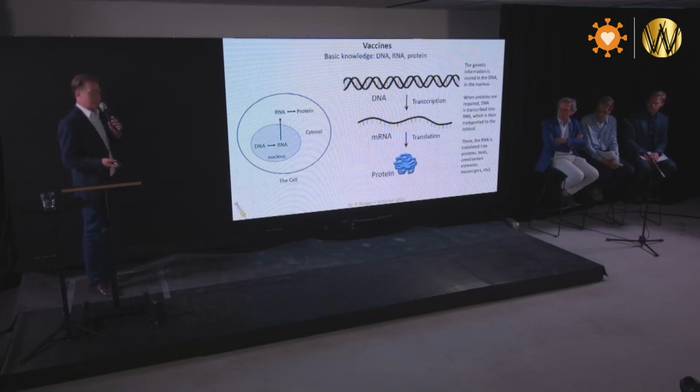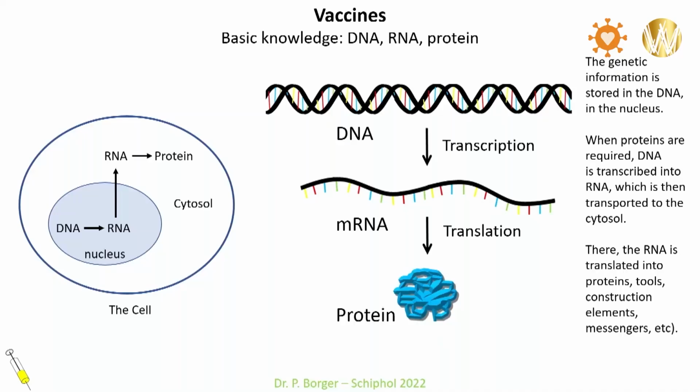traits is stored in the DNA, and it is an information molecule, and we find it in the nucleus over here. Is this the right one? Yeah, I think so. You cannot see it. Okay, you cannot see that, but you find the DNA in the nucleus of a cell.